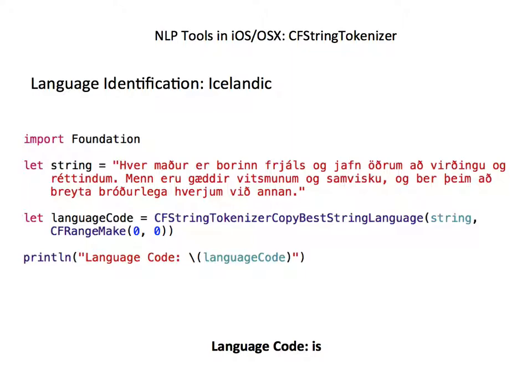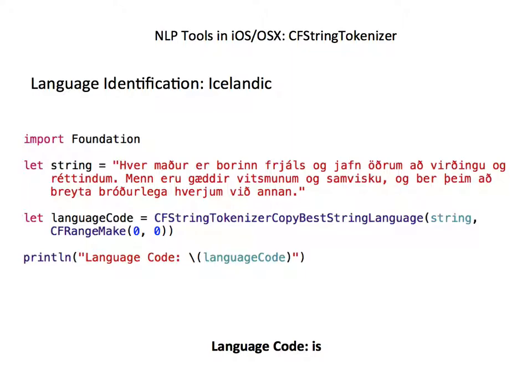CFStringTokenizer also includes language identification support for a list of recognized languages. The list of supported languages is provided in the CFStringTokenizer documentation. To do this, we use the CFStringTokenizer copyBestStringLanguage function, which takes a string and a range. Here's an example using the same phrase from earlier, this time in Icelandic.